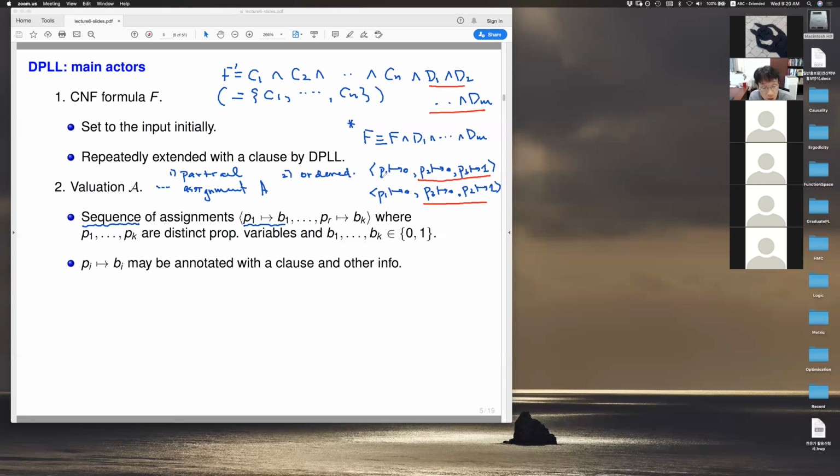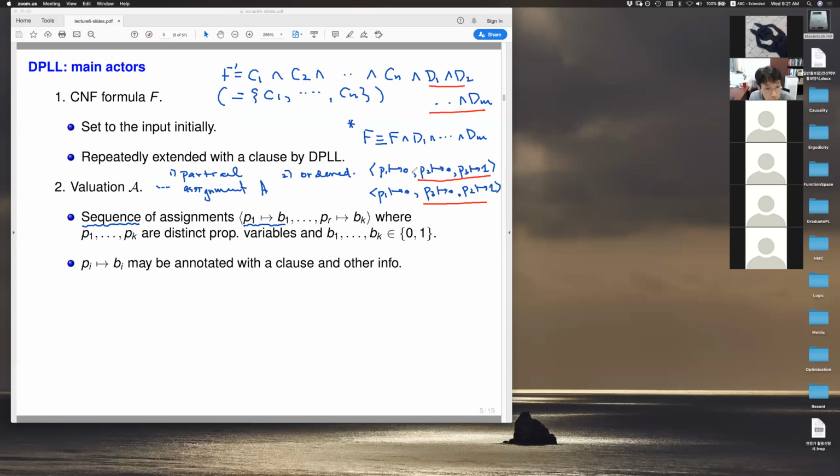So this means P1 becomes 0 somehow, either decided by some choice or forced by what I call unit propagation later. So this is done first, this is done next, and this is done third. That information is recorded here. In the one below, the binding for P1 is done first by the algorithm, this is done second, this is the third, and that information is recorded. So the order is important, and it's a partial assignment.